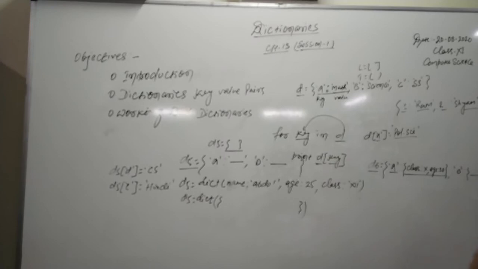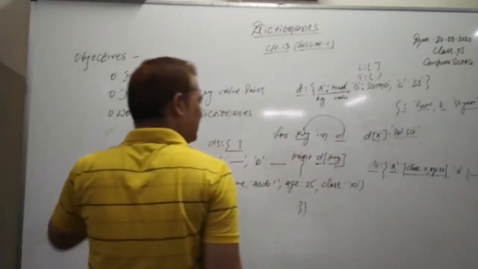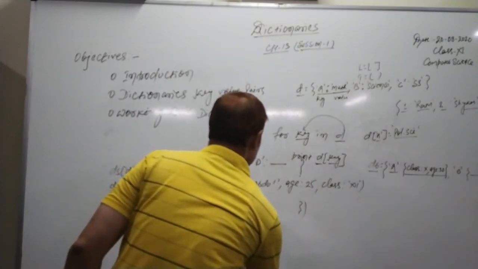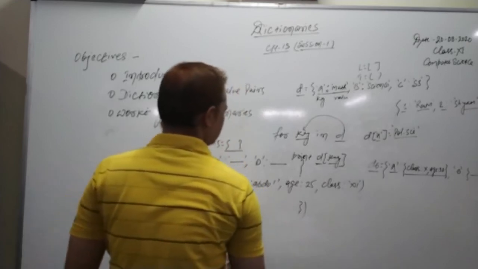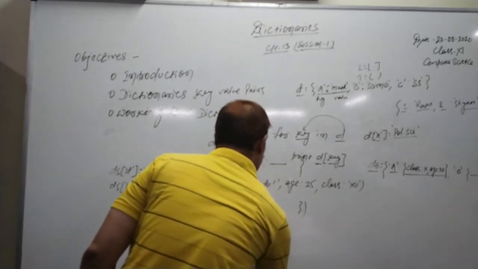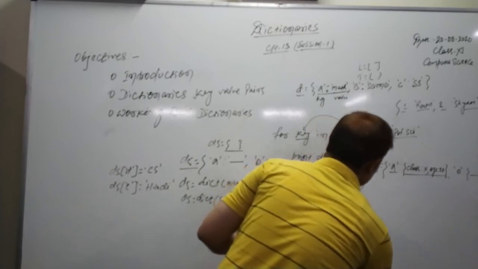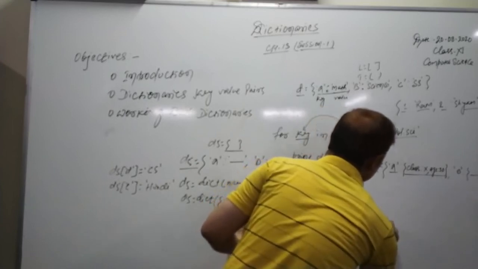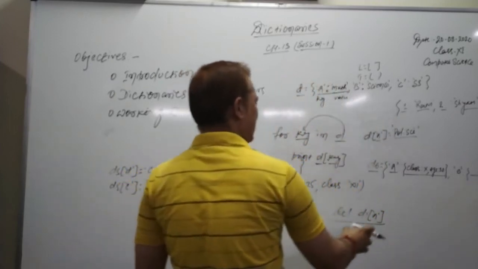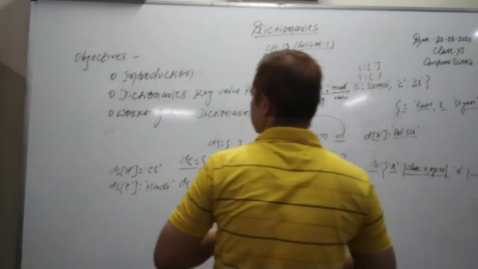Now to delete a particular element of a dictionary, you can use the del method. Del is a method which is used to delete a particular element. To delete, you have to use del and then the dictionary name, suppose D1, and in square brackets pass the key that you want to delete. This way you can delete a particular element from the dictionary. Is it fine?